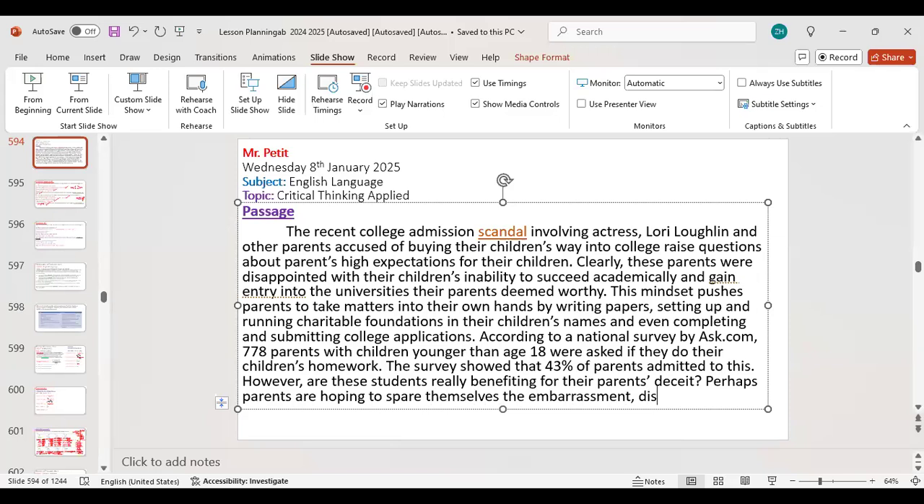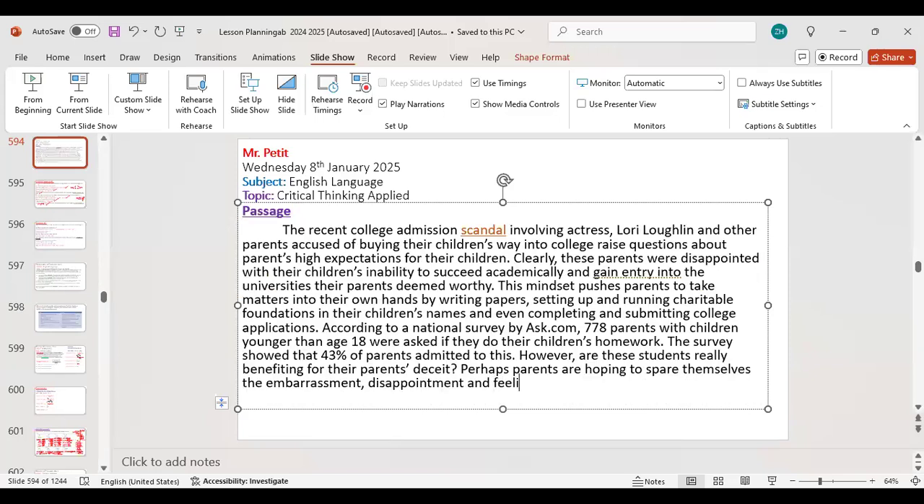Perhaps parents are hoping to spare themselves the embarrassment, disappointment, and feelings of failure that come along with not gaining admission to college. And that's a good point. I don't think she was trying to be deceitful necessarily. She just wanted what she thought was best for her child.